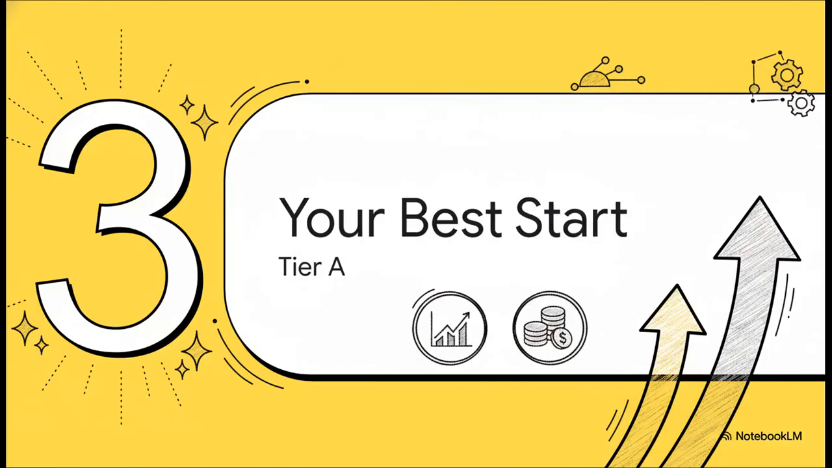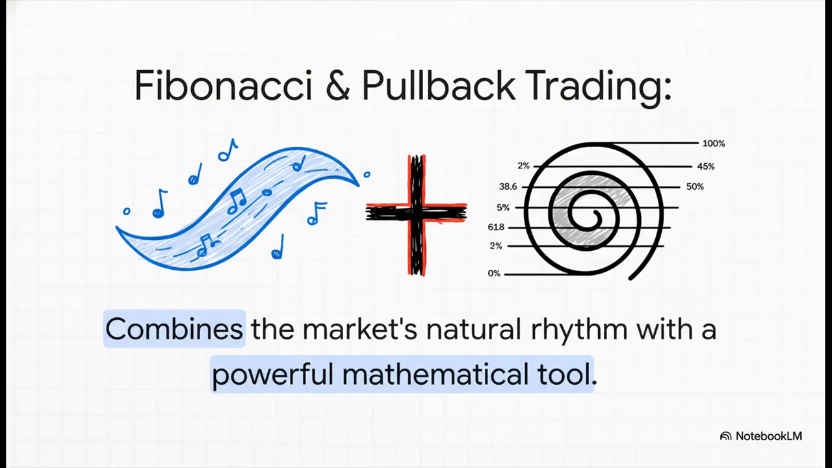All right, and now for the moment you've been waiting for. We're moving all the way up to the A tier. These are the 2 strategies that are highly recommended as the absolute best starting point for any new trader looking to get their feet wet. The first strategy in the A tier, it's a thing of beauty. It's a combination of the market's natural rhythm and a really powerful mathematical tool. We're talking about Fibonacci and pullback trading.